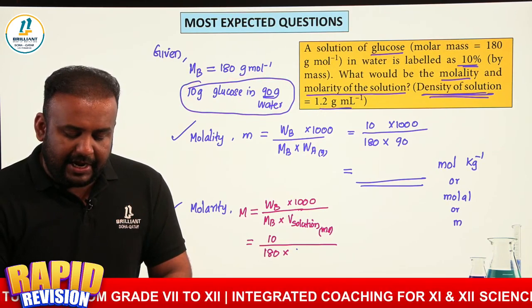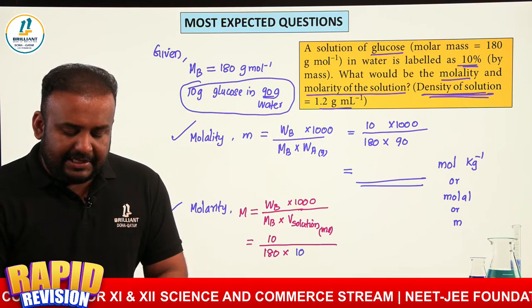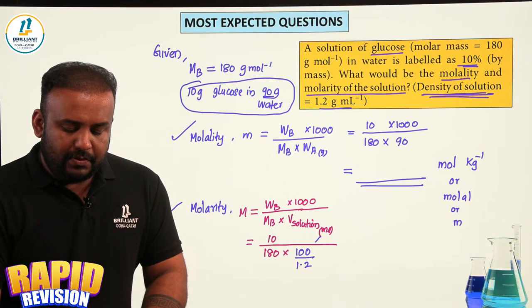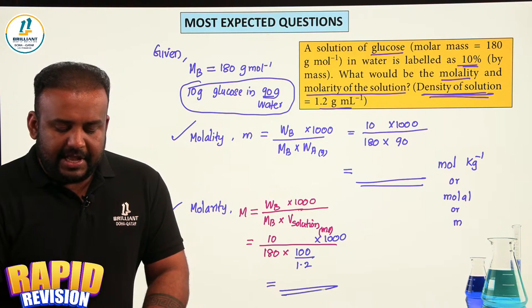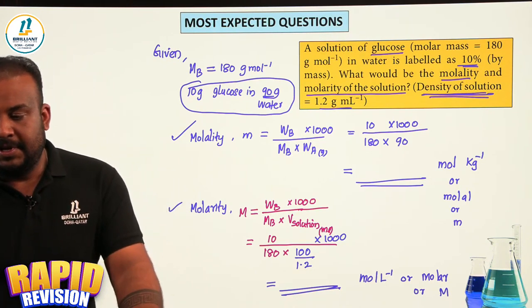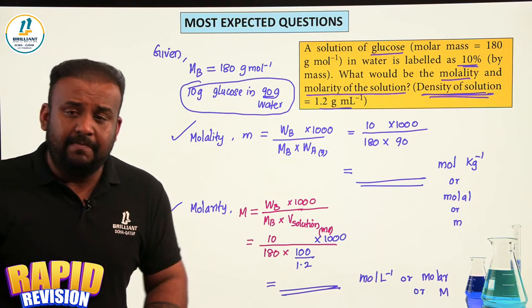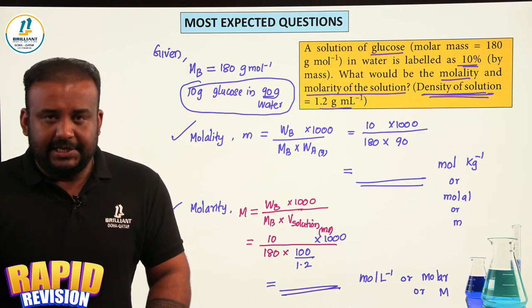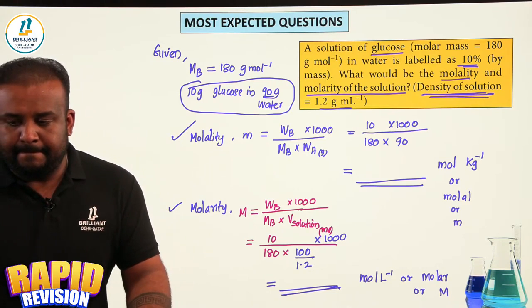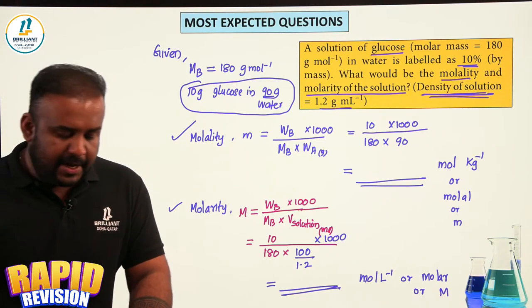So what can I take instead of volume here? What was the expression? I can take it as 100 divided by 1.2. The whole thing into 1000. Then you will get the answer in moles per liter, or you can write molar, or you can write capital M. Is that clear to everyone? Everybody understood how did we find the volume? From the density. Is it clear to all? Right.